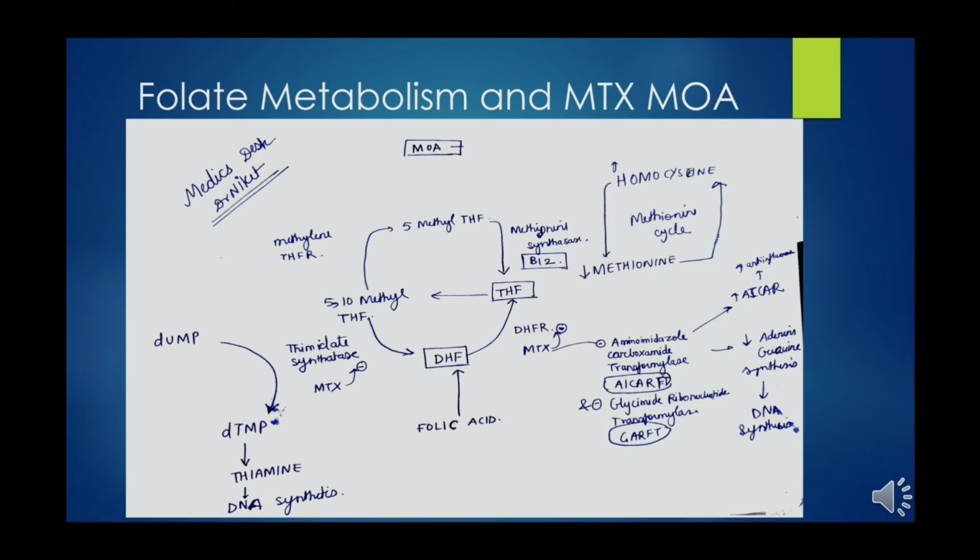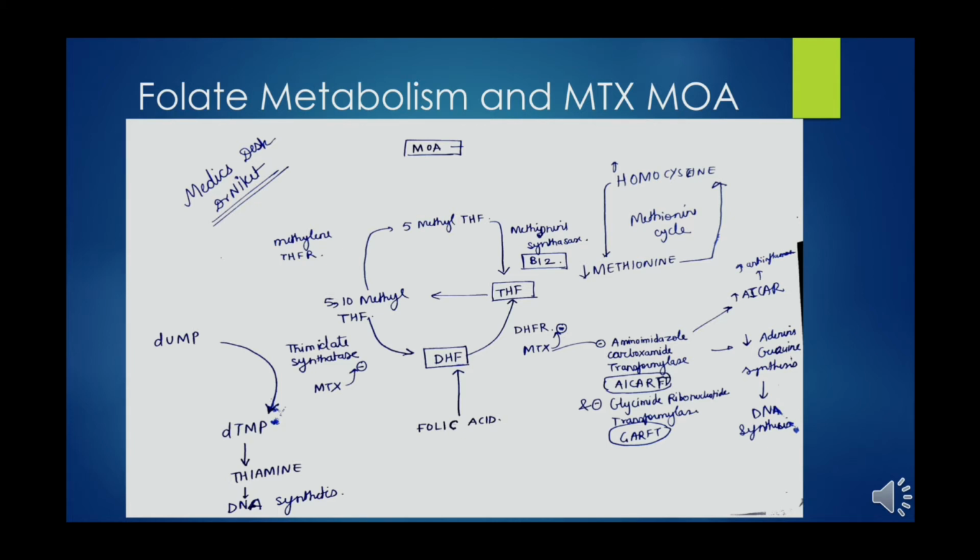To understand the mechanism of action of methotrexate, it is very important to understand folic acid metabolism. So, when folic acid enters the body, it is converted to dihydrofolate, which in turn is converted to tetrahydrofolate with the enzyme dihydrofolate reductase. This tetrahydrofolate is converted to 5,10-methylene tetrahydrofolate and, with the help of thymidylate synthetase, is converted to dihydrofolate. I'll repeat it again.